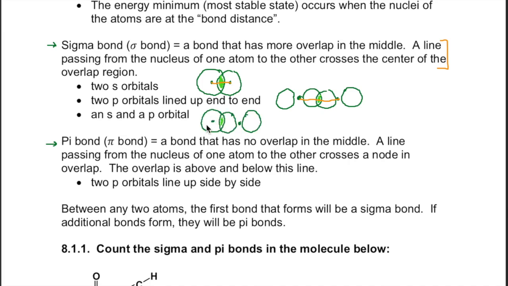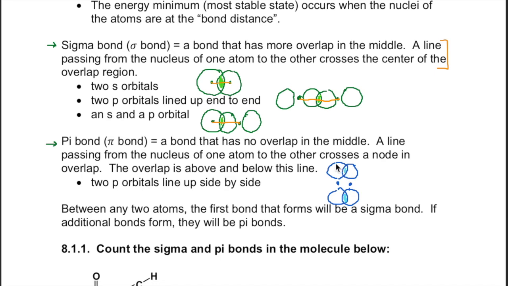Here's a drawing of an s orbital overlapping with another atom's p orbital, kind of like we saw before for hydrogen fluoride. And when we draw a line from the nucleus to the other nucleus, we cross right over this overlapping part. A pi bond, in contrast, is a bond where a line passing from one nucleus to the other does not cross over the overlapping sections.